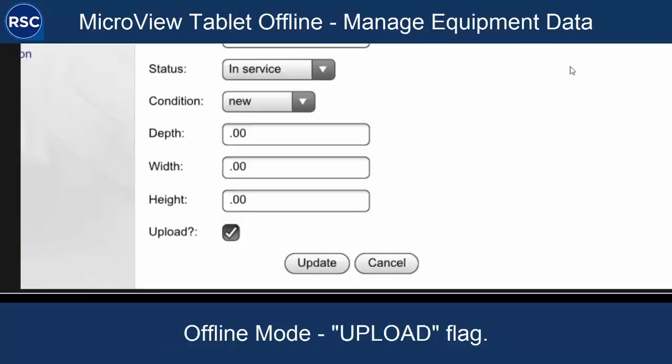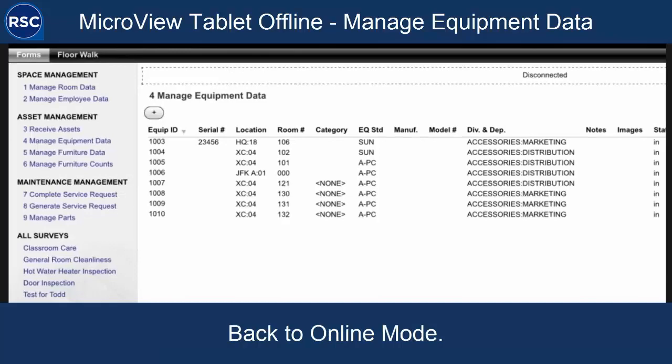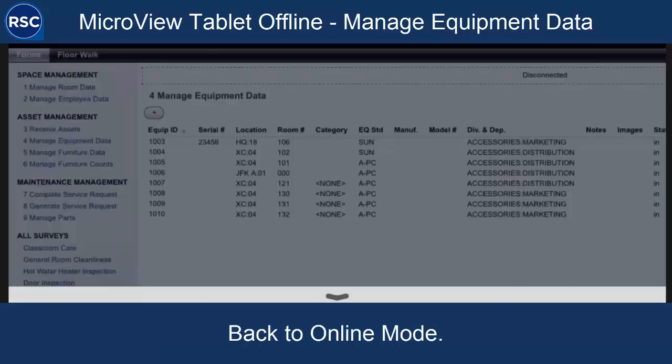All these records are going to have what's called an upload flag. This basically says I'm done working with it, and once I sync it, I want it to go back to the server and not be able to edit it anymore. Right now, all of this data is kept locally and is not a backup on the server. We'll go ahead and turn the Wi-Fi back on.